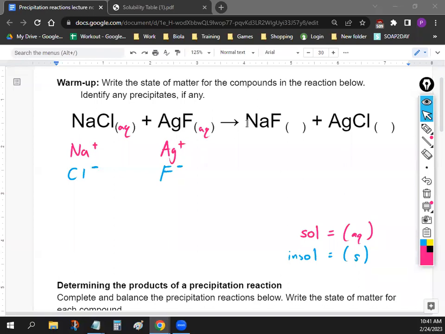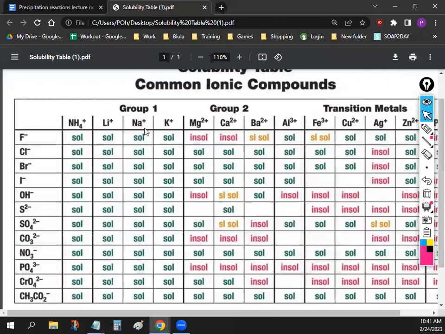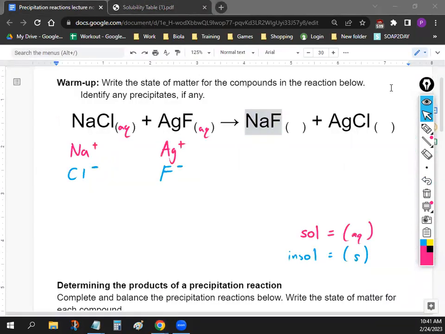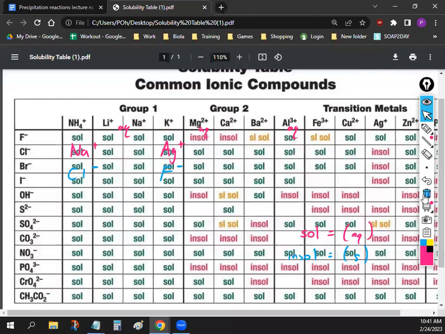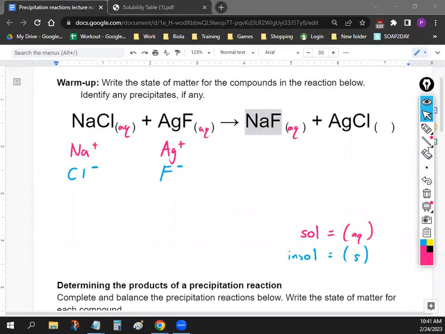Okay, so if we take a look at NaF, same thing, we can just line it up on the table. Does this one dissolve in water? Yeah, it does. It's soluble, right? NaF is soluble, so we're going to write that this one is AQ. Let's move on to the next one, AgCl. We're going to look at Ag and Cl. Does this one dissolve in water? No, this one is insoluble, so it does not dissolve in water. So we're going to write S to show that it's a solid. So if you got AQ, AQ, AQ, S, then you did perfectly.